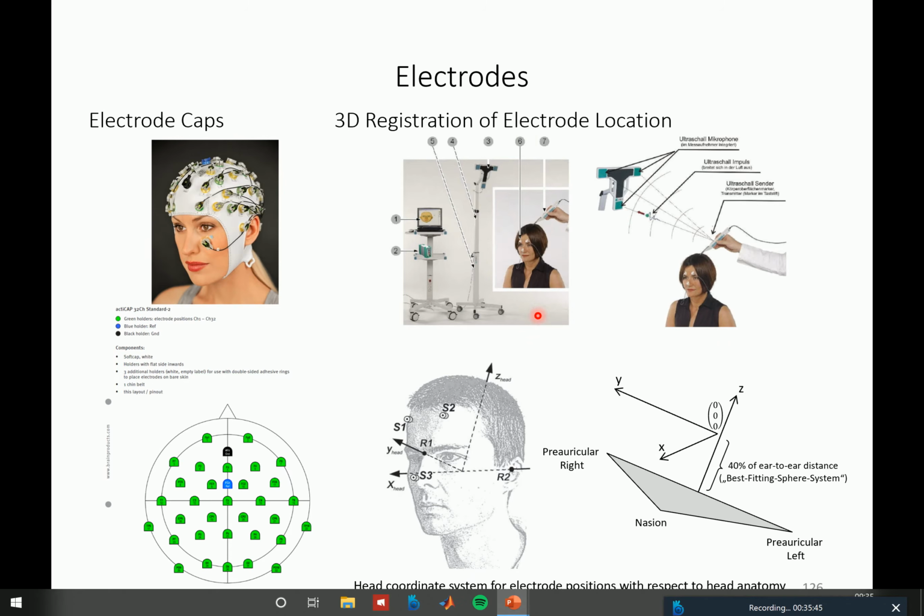Now there are these electrode caps which give you a fairly good idea in terms of a standardized space where the electrodes for a given participant are. However, if you want to be even more precise and also measure in 3D where the electrodes are, there are setups that allow you to do that. This is called, I think it's a company name, the Cepos system.